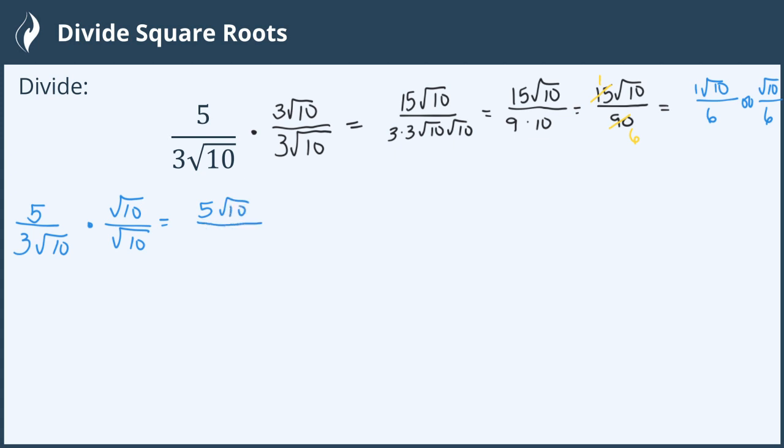So we've already reduced a little bit, and we have 3 times the square root of 10 times the square root of 10. That comes out to be 5 times the square root of 10 on top, and 3 times 10 on the bottom, which gives me 5 times the square root of 10 over 30. And again, this time, 5 goes into itself once, 5 goes into 30 6 times, and we wind up with the same answer as we did before of square root of 10 over 6. So that's how you do it.